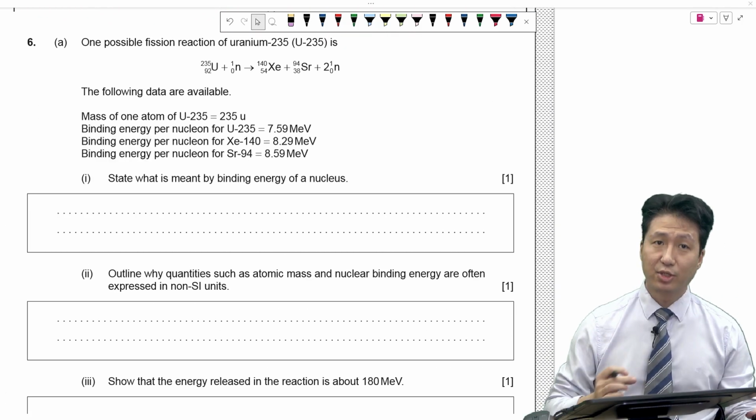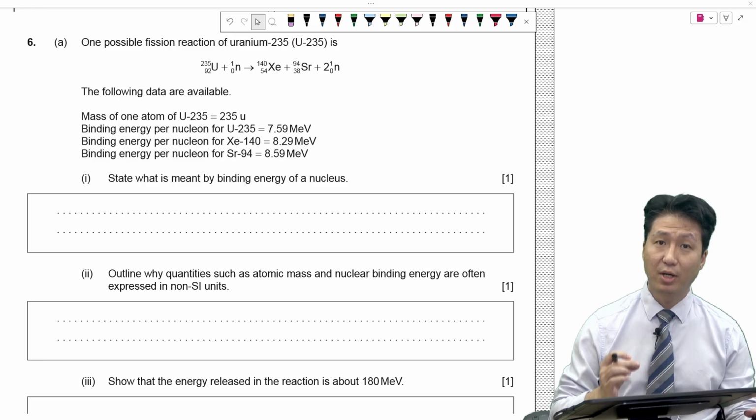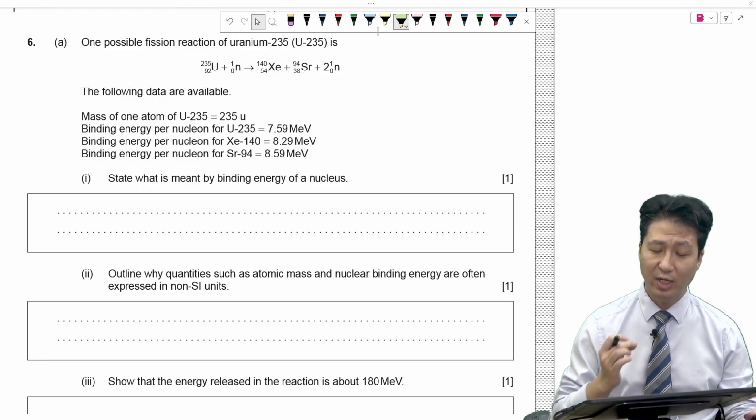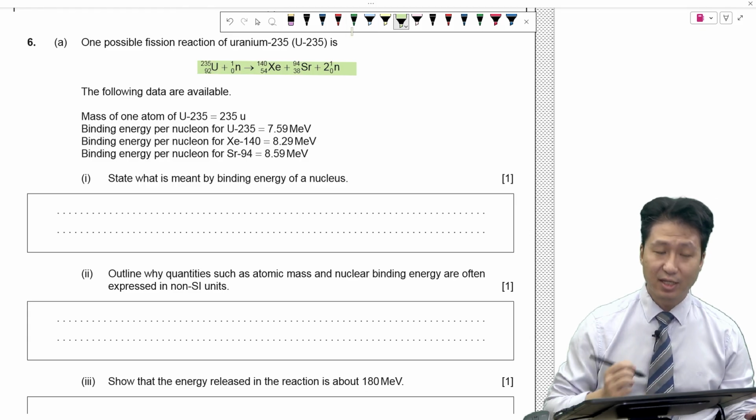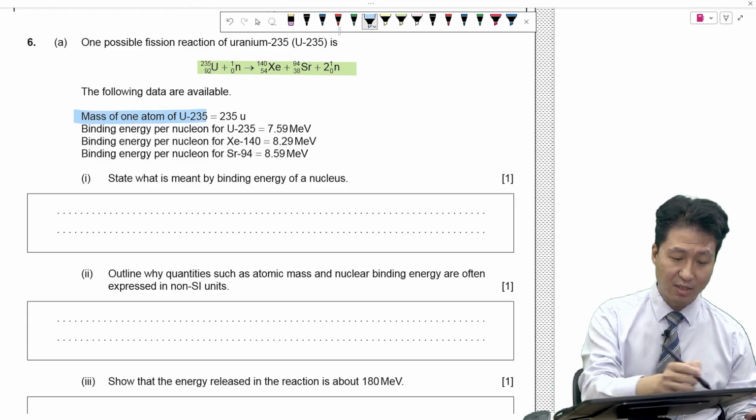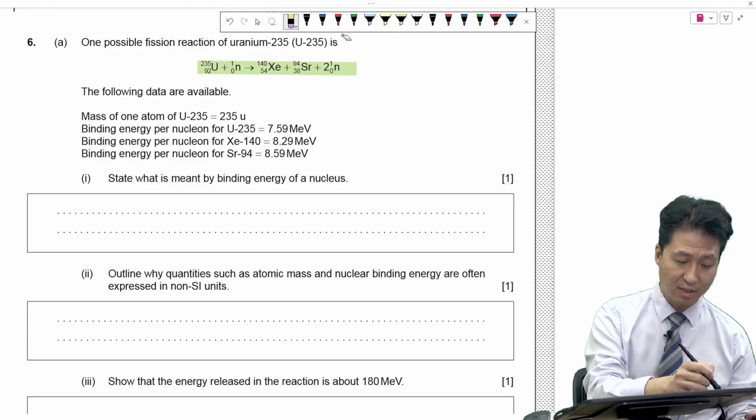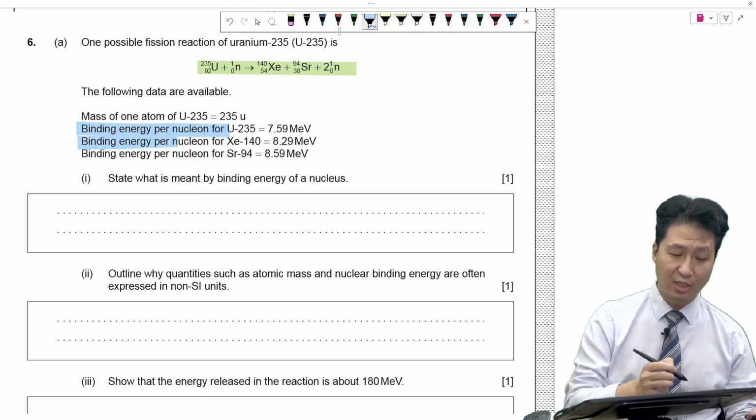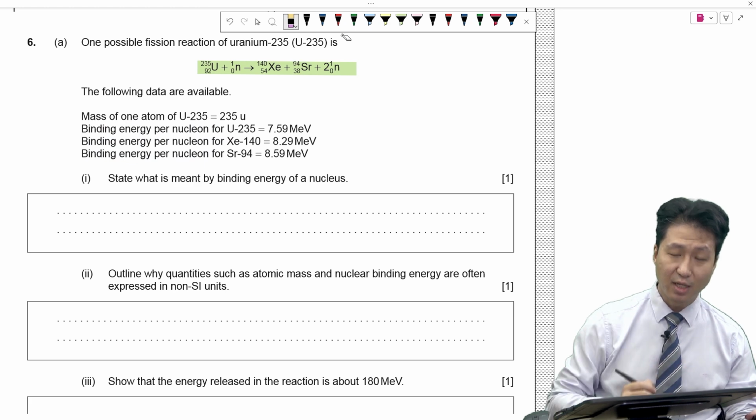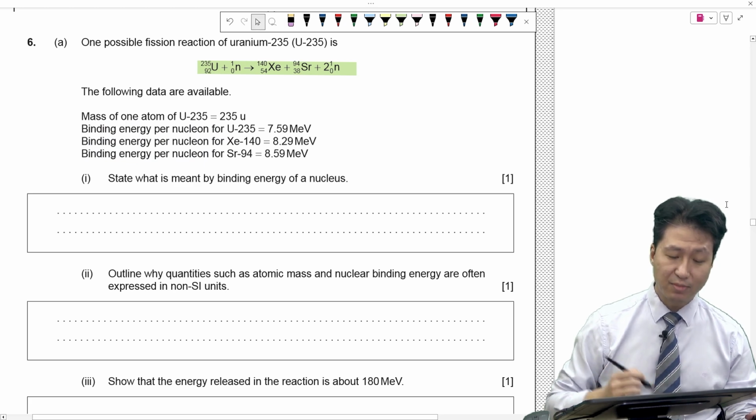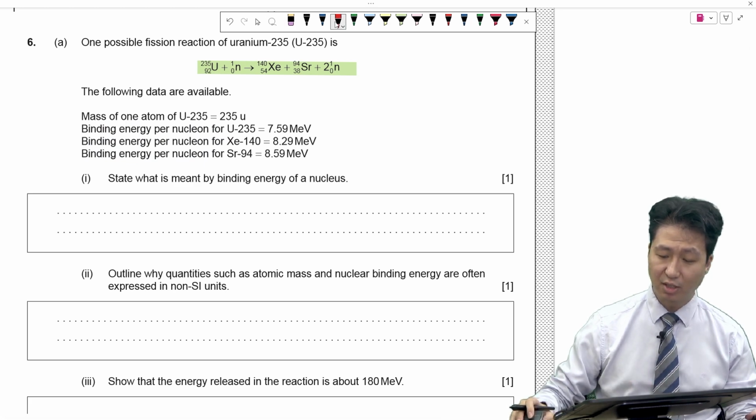On this next question, question number 6, the question says, one possible fission reaction of uranium-235 is shown here in the equation, which I will not read. The following data is available. They give you the mass of an atom of uranium-235. You're also given the binding energies per nucleon of each of the 3 elements and isotopes. Part 1 says, what is meant by the binding energy of a nucleus?